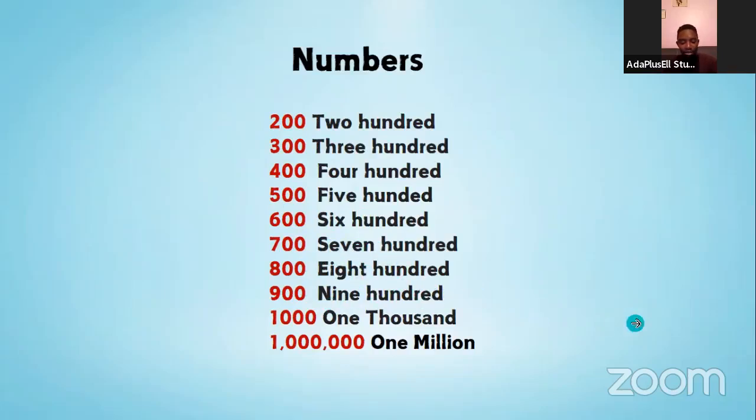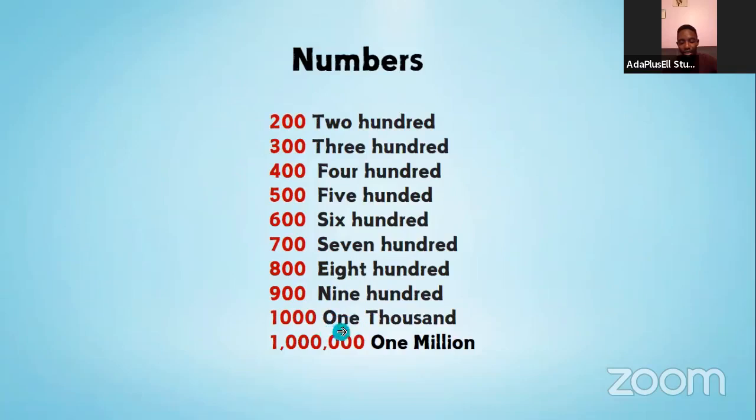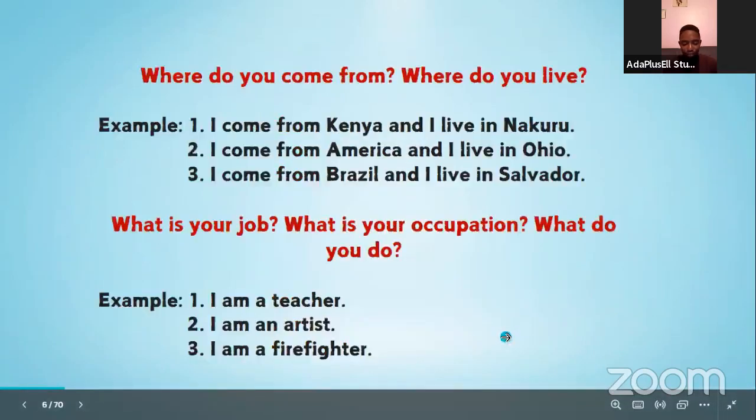Then there is 1,000. So if it's also 1,001 or 1,000 and something, the one that changes is here. So it can be 4,000, it will be 4 and then 1,000. Then there is a million, 1 million, and then so on.